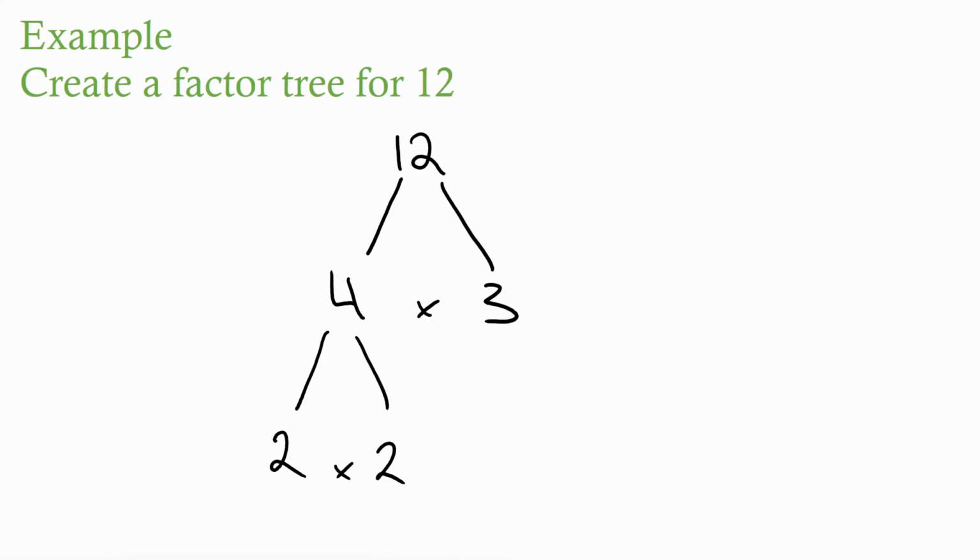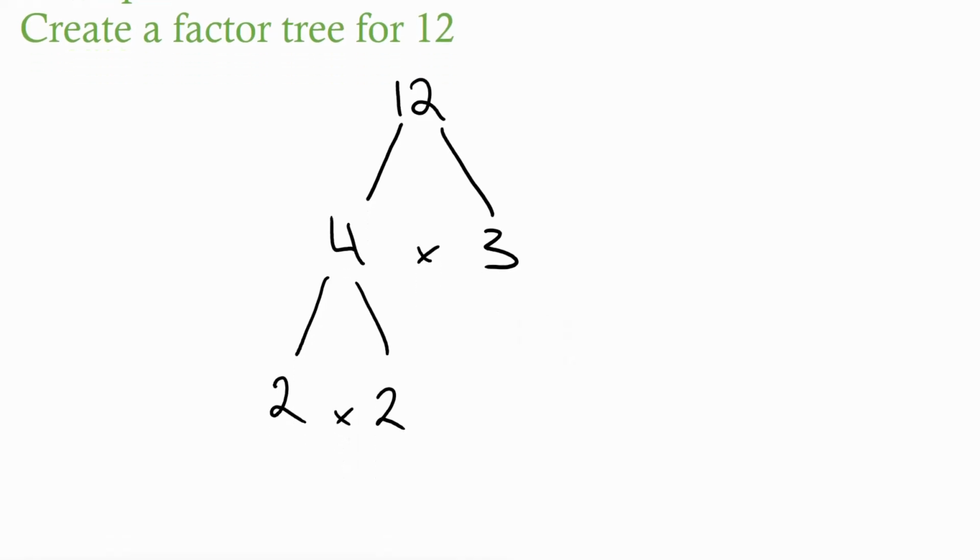So what you do is you just work your way down the tree, multiplying as you go. So 12, we said, is 4 times 3, so we wrote 4 and 3. 3 is a prime number, so it doesn't need to split off anymore. 4 can be broken up into 2 and 2, which are then prime numbers, which don't break off anymore.